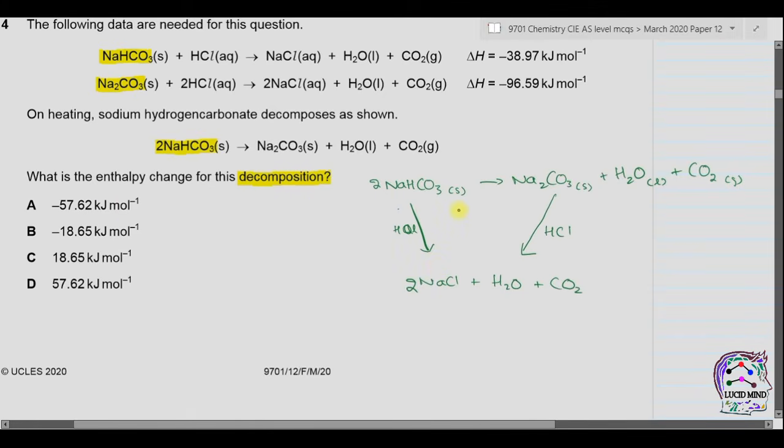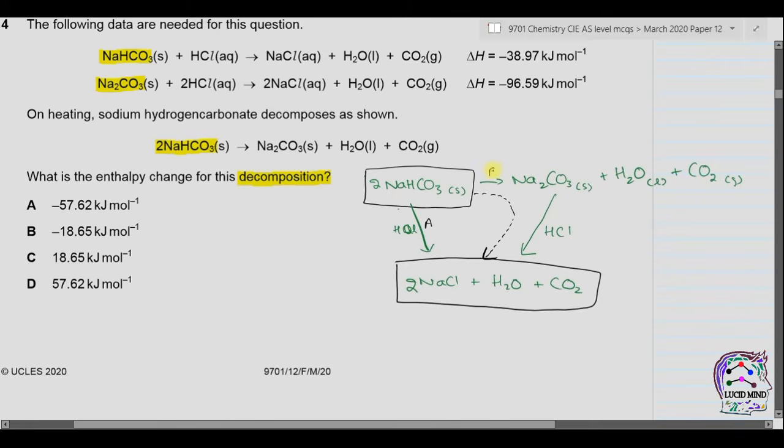Now let's see, according to Hess's law, which is the one-step process and which is the two-step process. If this is the reactant and this is the final product, so this is going to be A, and 2 steps are involved here, so this is going to be B and C. So according to Hess's law, A is equal to B plus C.